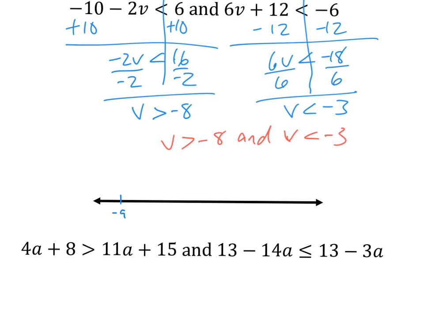Okay, so we'll draw our number line here. v is greater than negative 8, which means we'll have an open circle at negative 8. v is less than negative 3 means we'll have an open circle at negative 3, and we will just shade in between those.